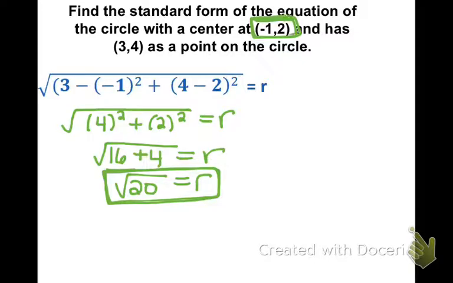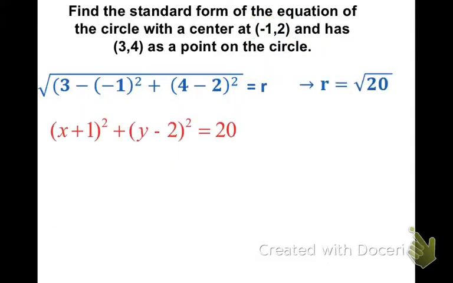You have your center, and you have your radius. Be sure you pause the video if you didn't do that already. But for those of you who are ready to move on, we took our center of (-1, 2), and then because we square both sides, we got rid of the radical and we got the answer of 20.